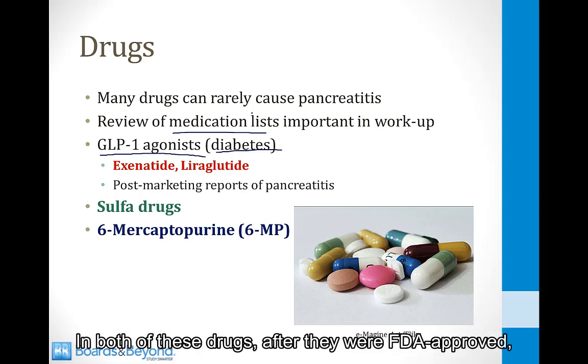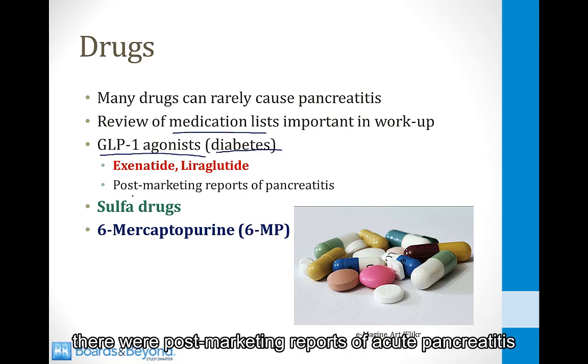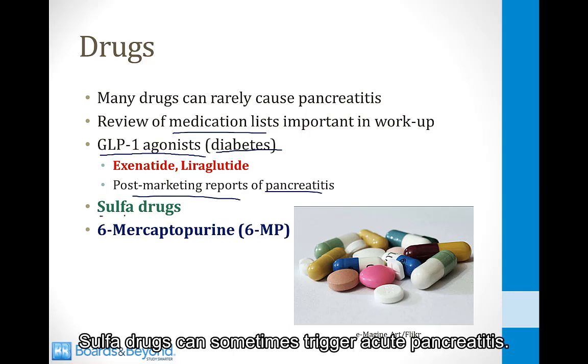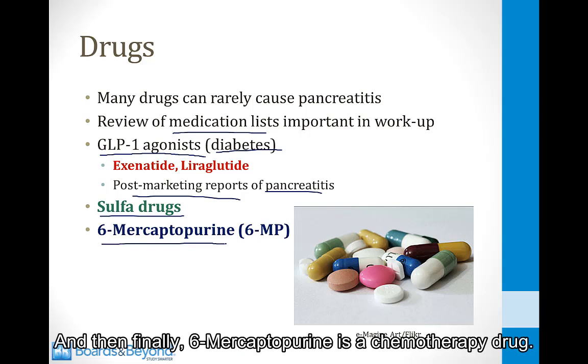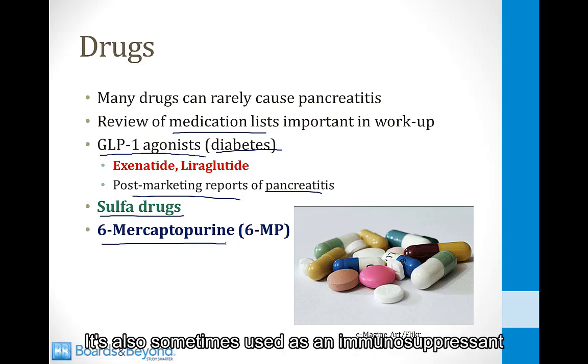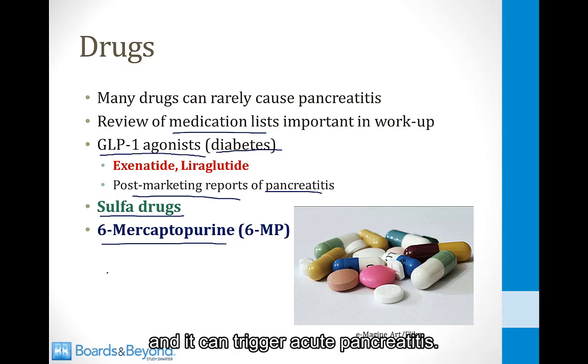In both of these drugs, after they were FDA approved, there were post-marketing reports of acute pancreatitis in a small number of patients. Sulfa drugs can sometimes trigger acute pancreatitis. And then finally, 6-mercaptopurine is a chemotherapy drug. It's also sometimes used as an immunosuppressant, and it can trigger acute pancreatitis.